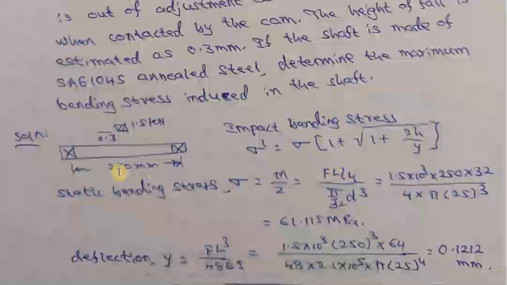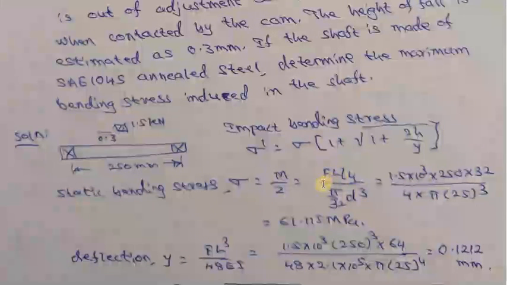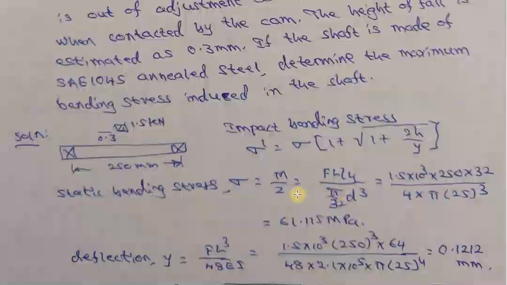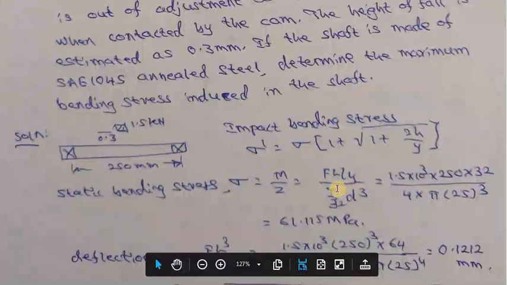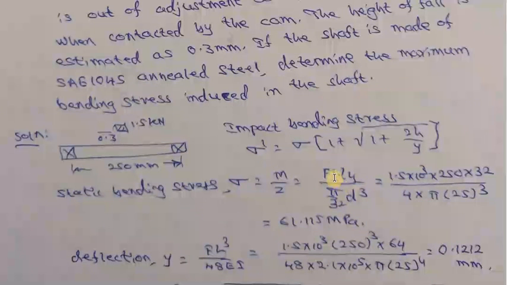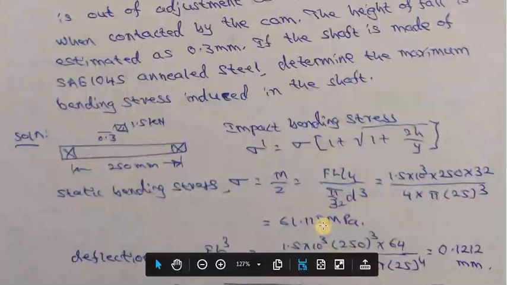So what is the bending moment? For a simply supported beam with a point load at the center, the bending moment is FL by 4, which is studied in the third semester mechanical materials subject. You should know this. Otherwise, in the data handbook, we find this also. And Z is the section modulus as I by Y, so pi by 32 d cube. This is also available in the data handbook. Substitute the values here and simplify, you will get the bending stress.